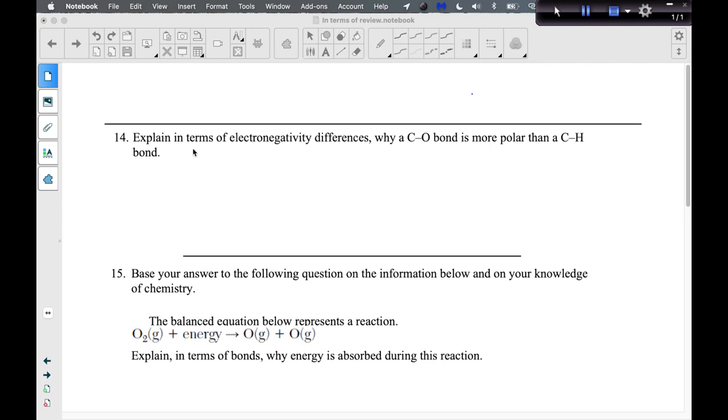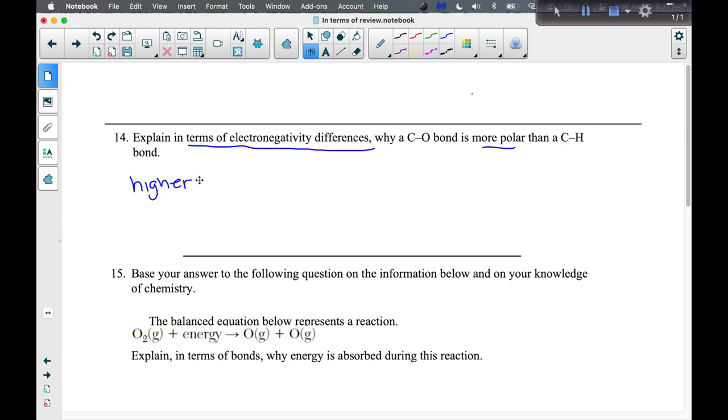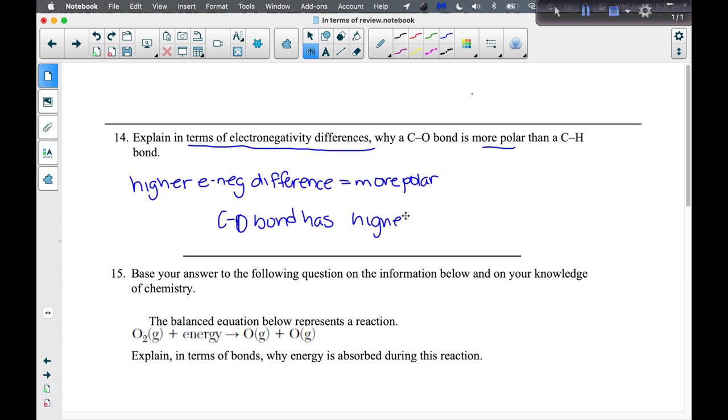In terms of electronegativity differences, why a bond is more polar than another bond, we say that the higher the electronegativity difference means more polar. So the C to O bond has a higher electronegativity difference. We find those on table S and we subtract them. They literally mean difference, like subtract.